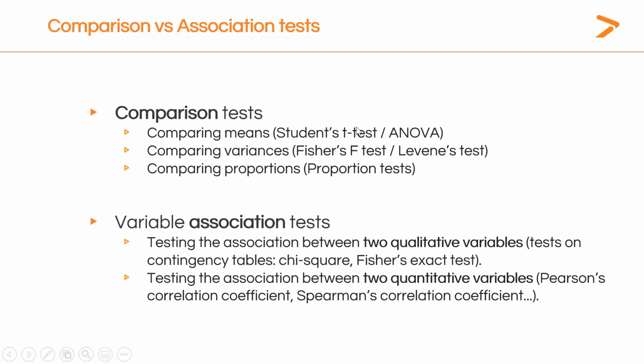On the other hand, you can also test the association between 2 variables. For instance, you can test the association between 2 qualitative variables. And here we'll run tests on contingency tables such as chi-square or Fisher's exact test. You can also test the association between two quantitative variables, such as Pearson's correlation coefficient test and Spearman's correlation coefficient. Pearson is parametric, Spearman is non-parametric. I will take each case here and develop one example of each.